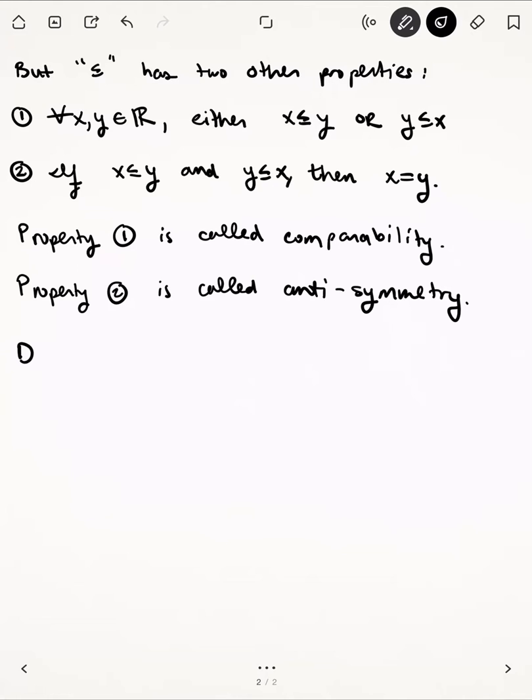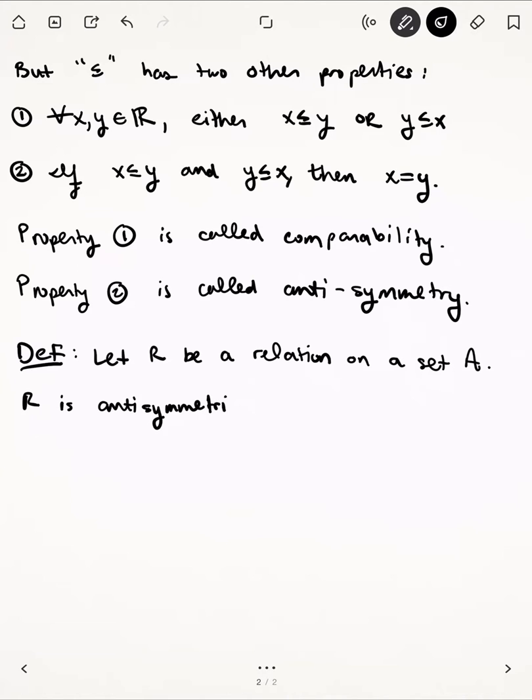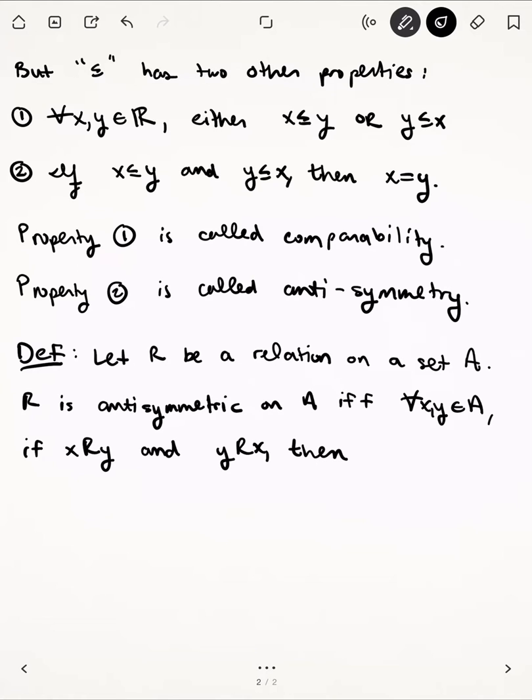Now let me just give a precise definition for anti-symmetry because it's an important property. So let R be a relation on a set A. R is anti-symmetric on A if and only if for all x, y in A, if x is related to y and y is related to x, then x equals y.